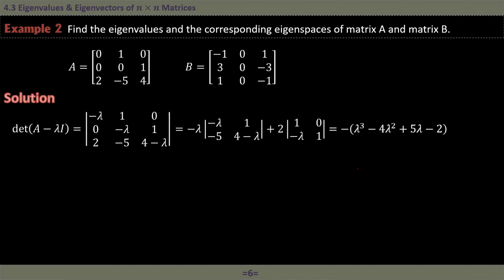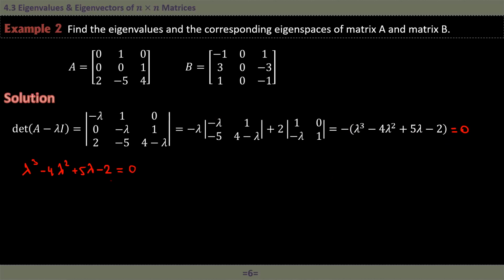And we know that to get the eigenvalues, now we have to solve this equation, that thing is equal to 0. Since both sides have a minus, by multiplying both sides by negative 1, I can just eliminate this minus here. So we have to solve this equation: lambda cubed minus 4 lambda squared plus 5 lambda minus 2 is equal to 0.